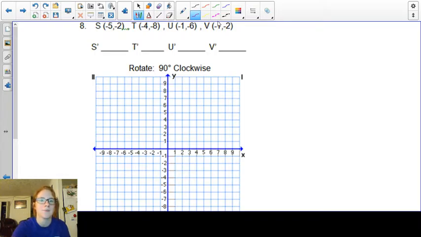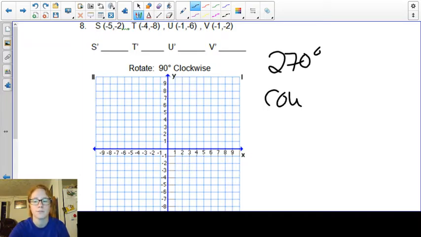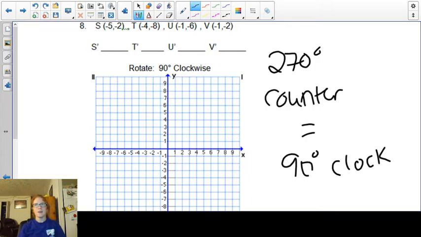If I have something that is 270 degrees counter, that is the same thing as saying 90 degrees clockwise. Because if you think about it, in your rotation you have 360 degrees. You can essentially rotate in the circle. Well, 360 minus 90 gives me 270. So those rules are exactly the same thing. Even though it says on your sheet 270 counter and asks you to go 90 clockwise, they mean the same thing.